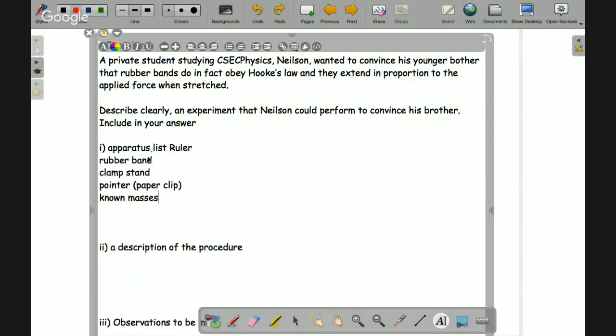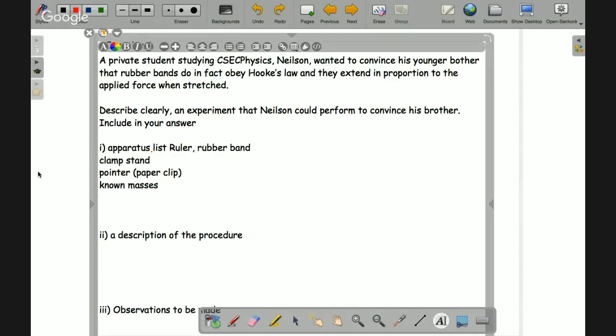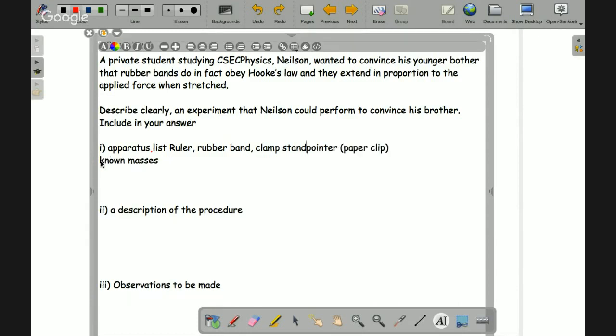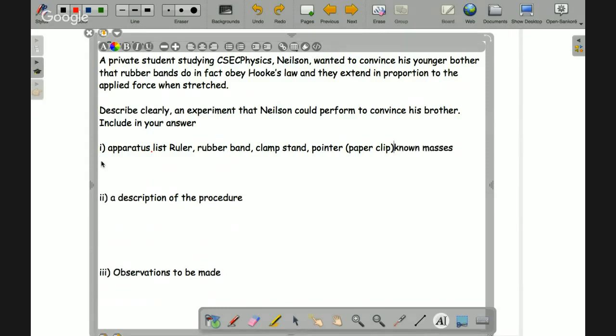Okay. So the apparatus list. We need some sort of a ruler. We need the rubber band. We need a clamp stand. I'll show a picture just now to make sure we can clamp the ruler and the rubber band together. We need a pointer. We could use a paper clip and straighten the paper clip. And we need a set of known masses, so maybe 5 or 6 10-gram masses. That will do.